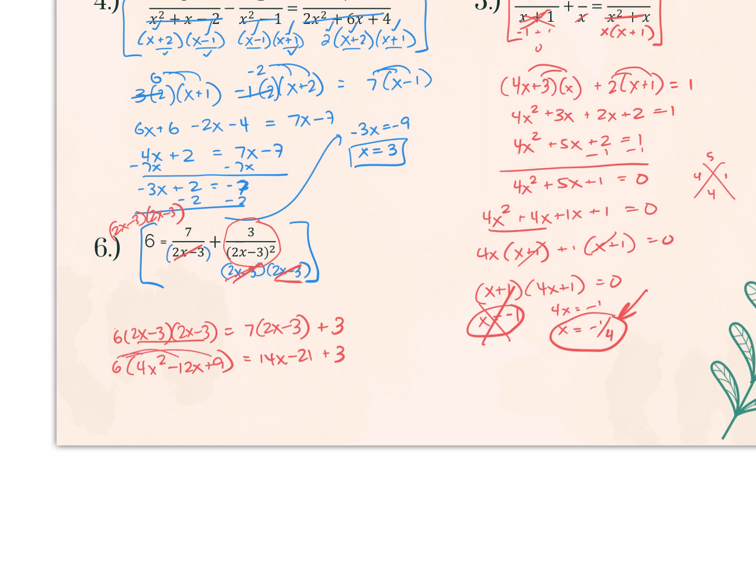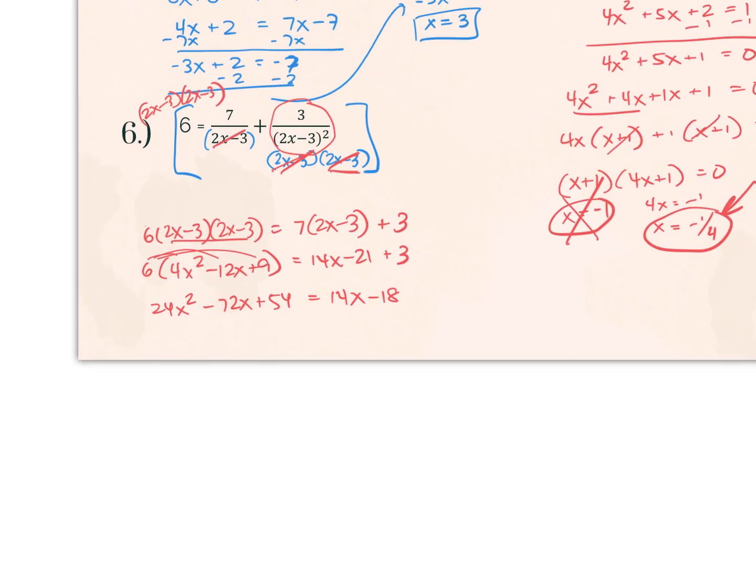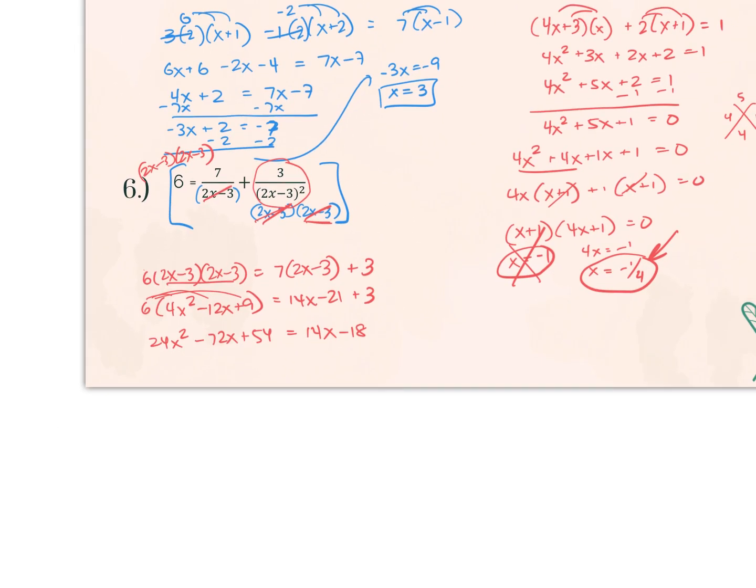Now I'll distribute the 6. So I'm going to get 24x squared minus 72x plus 54 equals 14x minus 18. So at this point, I see that x squared there. I can't avoid it. I know it's a quadratic. So I'm going to have to subtract 14x and add 18. So minus 14x plus 18. This will make the right side equal to 0, and the left side will be 24x squared minus 86x plus 72.